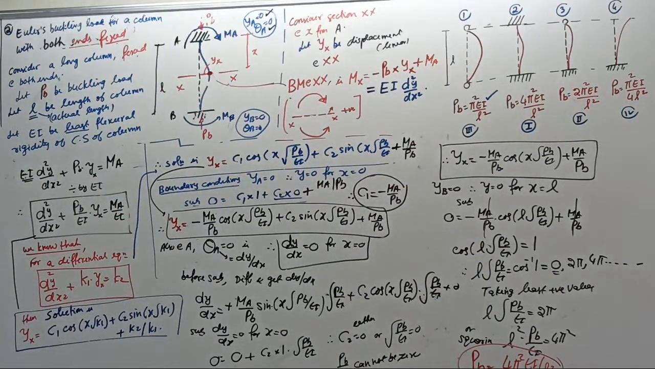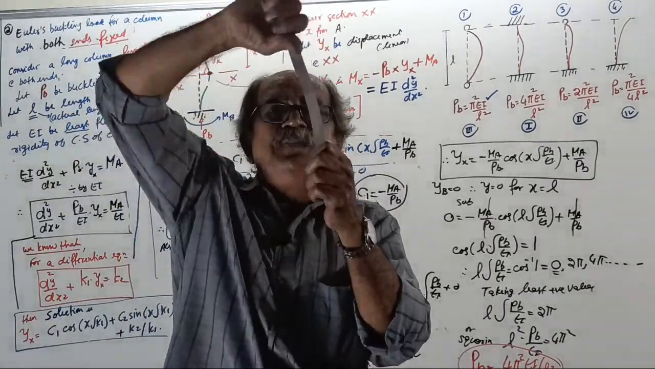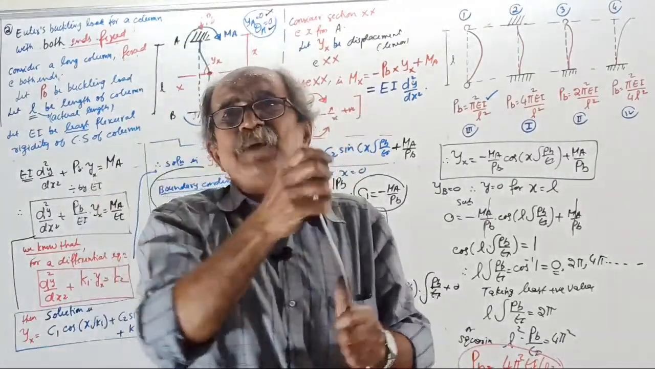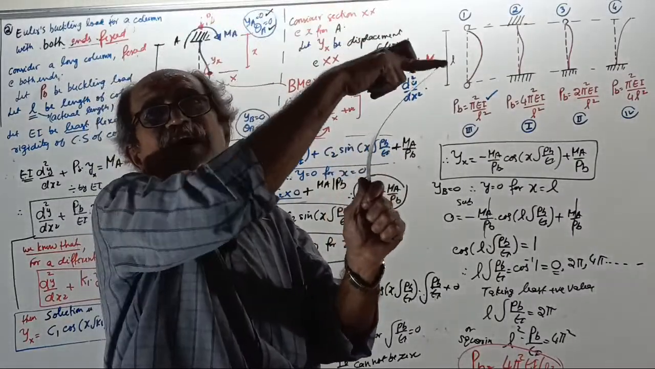See here. If both are pinned ends, easy to buckle. If both are fixed ends, difficult to buckle. Easiest to buckle is what? One fixed, one free. This is the easiest to buckle. Last case.